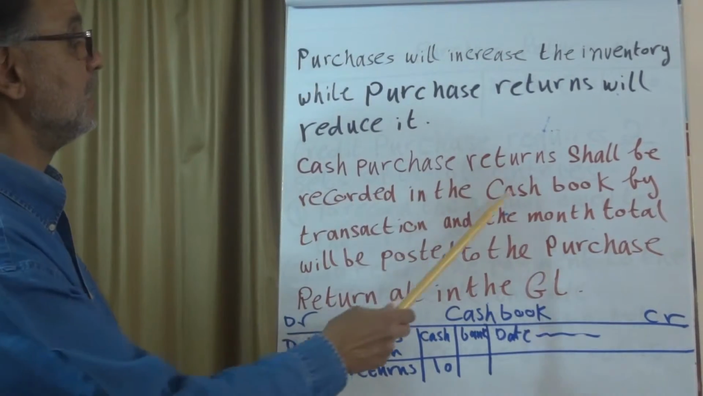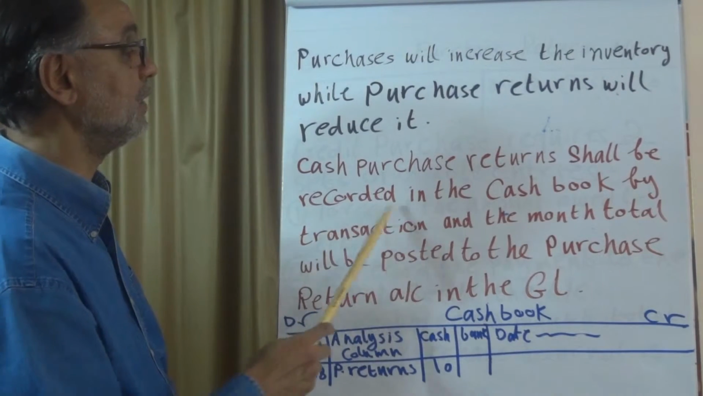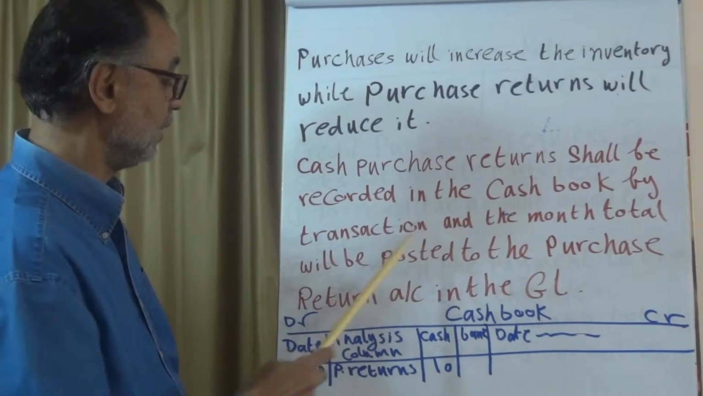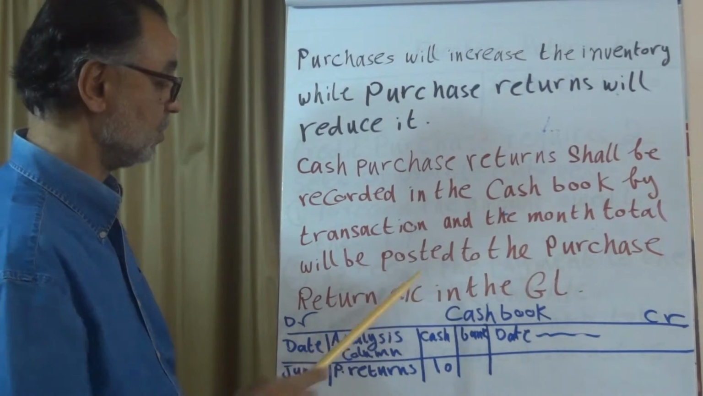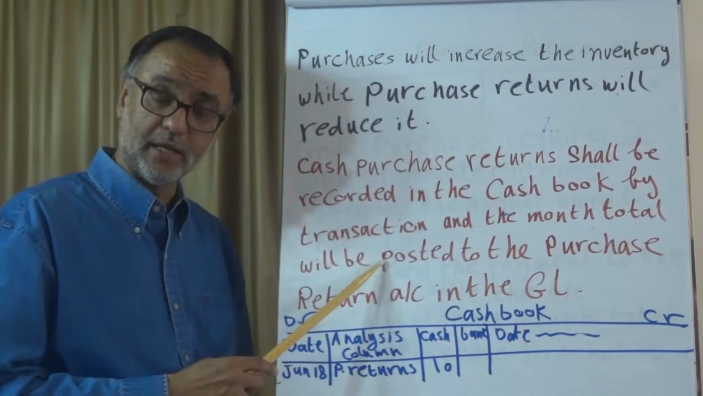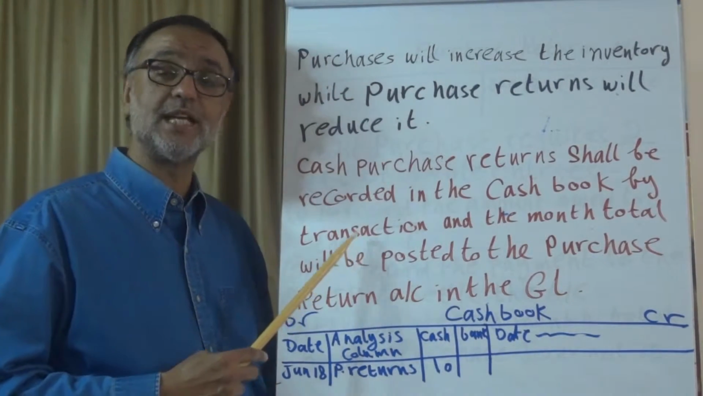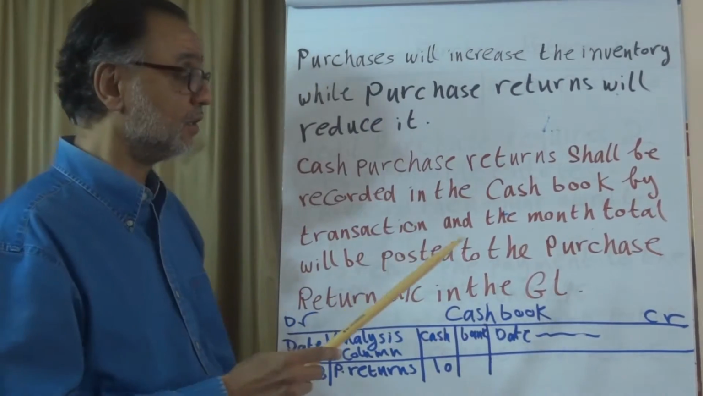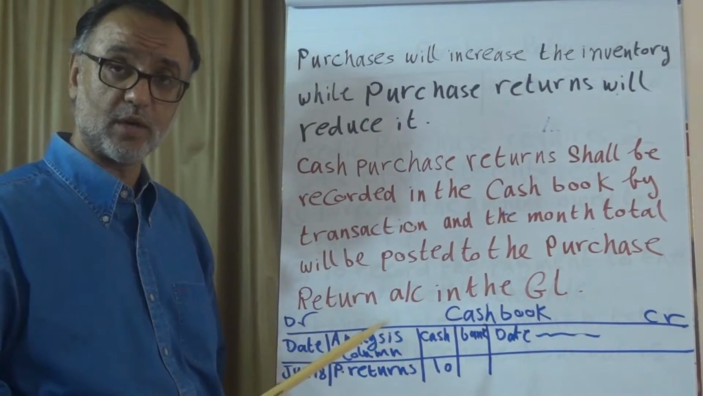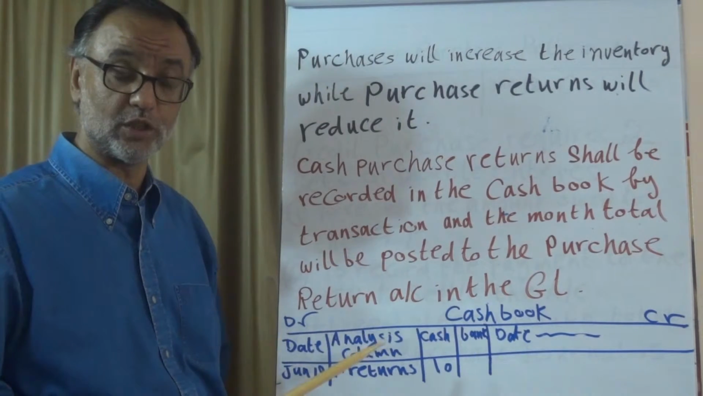Cash purchase returns shall be recorded in the cash book by transaction, and the month total will be posted to the purchase return account in the general ledger. Same thing as with cash purchase returns. Enter it in the cash book because we recover our cash. If it's cash, we recover our cash, regardless if it's bank or cash.